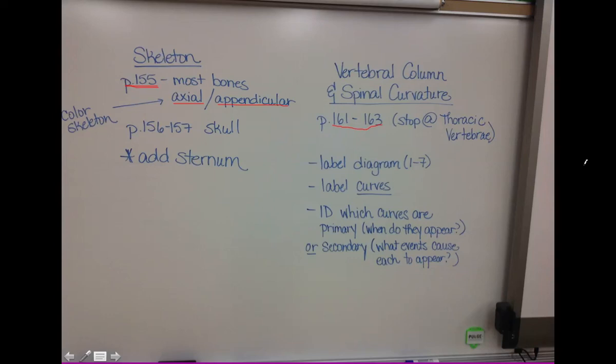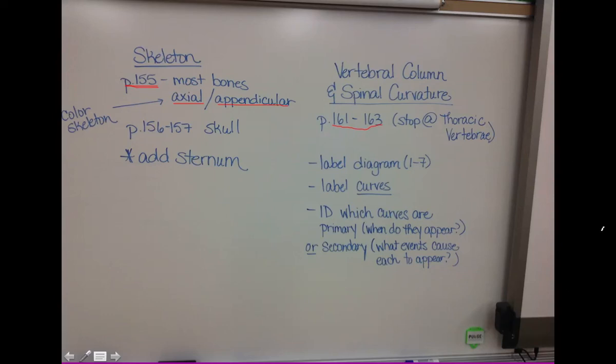So on your diagram, label the sections and the names of the curves of those sections. In addition, you need to identify the curves as primary or secondary. If they are primary, and this answer will be the same for any of them, you need to tell me when they appear. So you need to know and understand when a primary curve actually shows up in a human. For a secondary curve, these emerge later. I will tell you they're not present the whole time. So these show up at different time points.